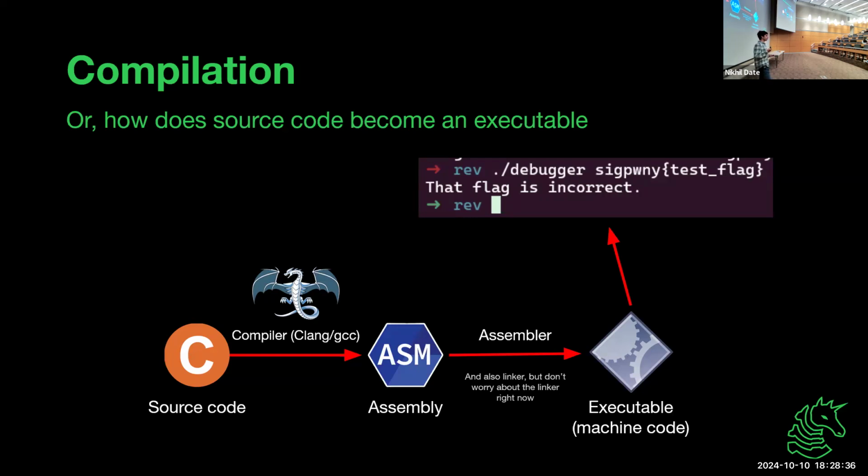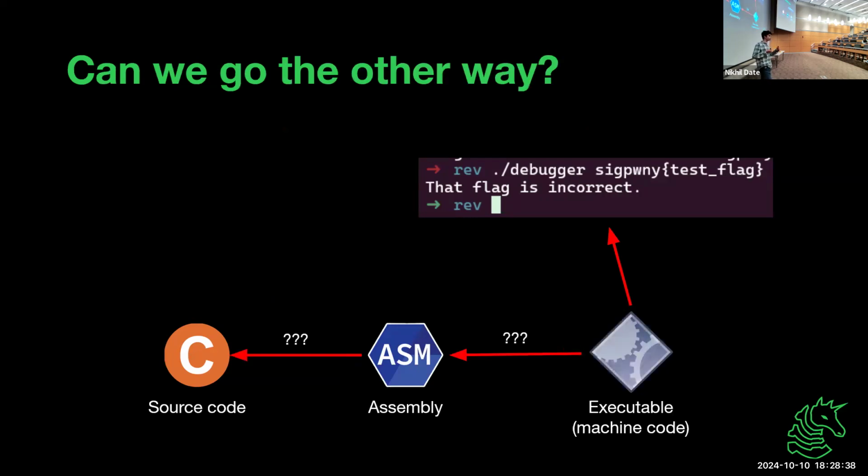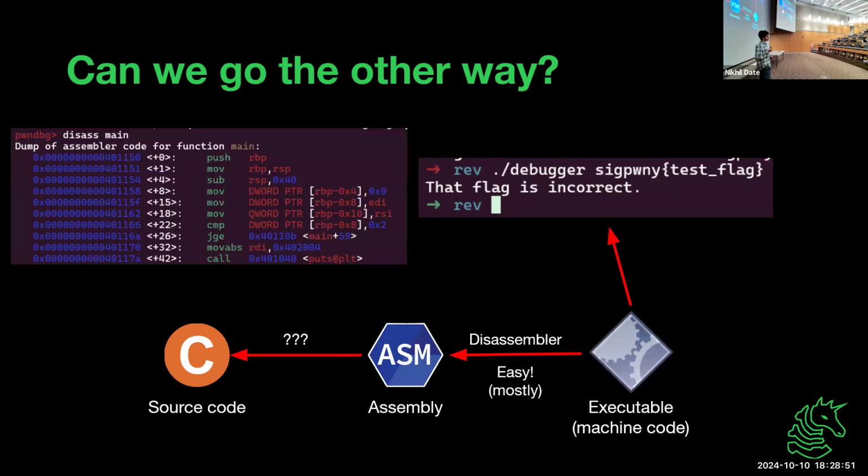If you want to know how this executable file works, it would be really great if you could go in the other direction. Could you take this executable file and produce the source code? Well, that is going to involve reversing each of these steps. The first step is actually not that bad to reverse, because there's a very clear mapping between assembly and machine code. It's going to be in the reference manual of whatever processor you're using, and this is mostly straightforward and easy.